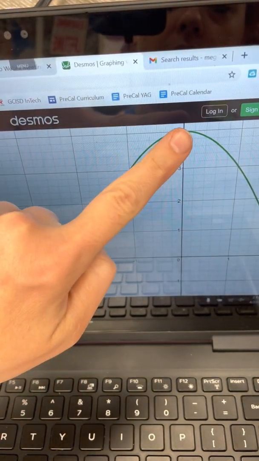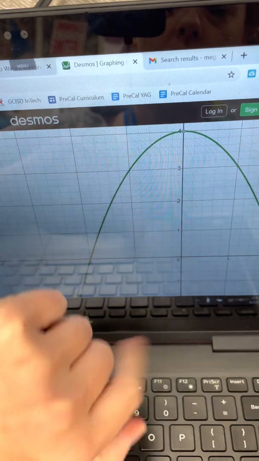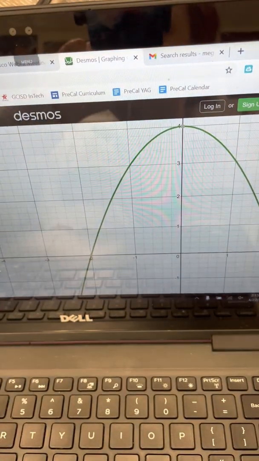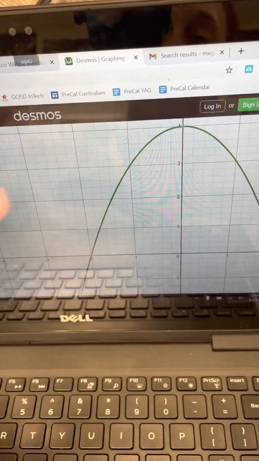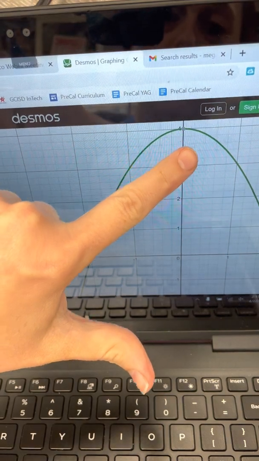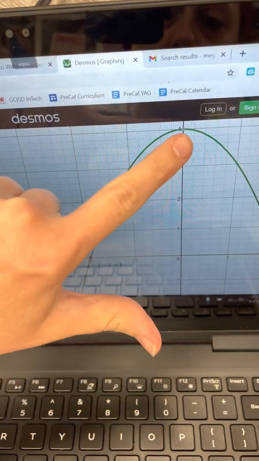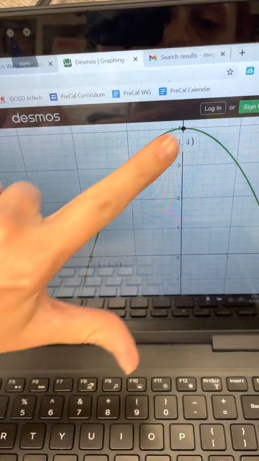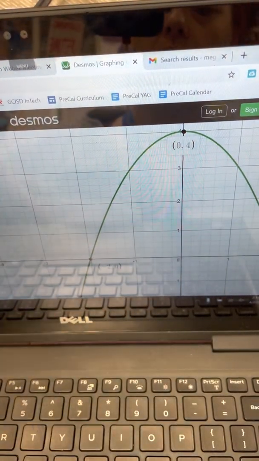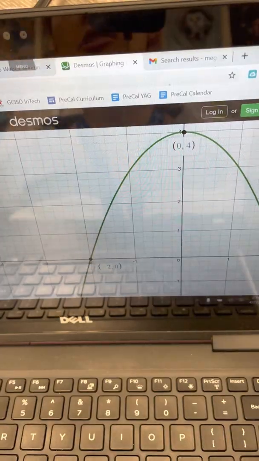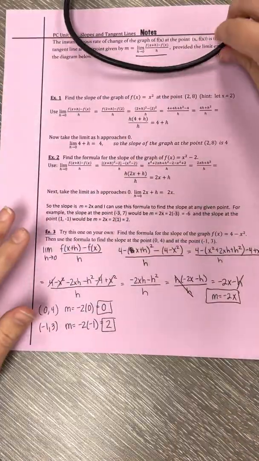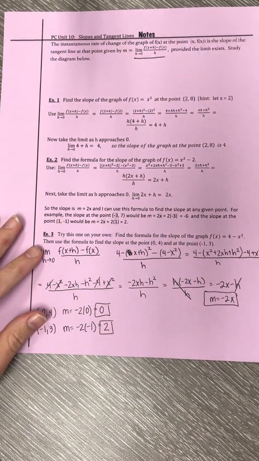And then if you think of rise over run, from here down to this point, from (-2, 0) to (0, 4), this does have a slope of 2. So that's where that comes into play, just so you can kind of see where those numbers are on the actual graph. That is slopes and tangent lines.